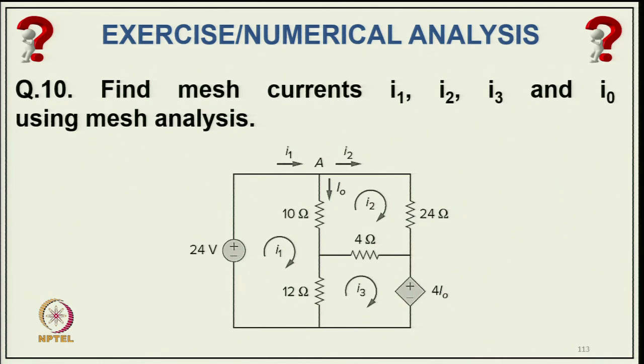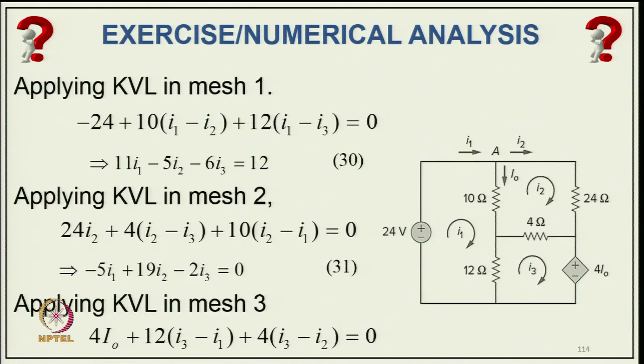I mean here you can have 3 meshes, typically one dependent voltage source, another voltage source, and a different current with 3 resistors. So, applying Kirchhoff's voltage law in mesh 1, it is minus 24 because current is entering with the minus polarity of the 24 volt source, plus 10 (I 1 minus I 2), that is the current flowing into the 10 ohm resistance, plus 12 (I 1 minus I 3). So, it gives you 11 I 1 minus 5 I 2 minus 6 I 3 equal to 12.